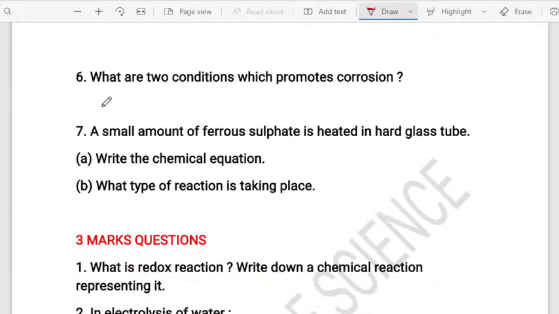The next question is, what are the two conditions which promote corrosion? How does corrosion happen? When metals are exposed to atmospheric gases and acids, corrosion happens and metals undergo damage. Two conditions means the conditions promoting corrosion are atmospheric gases and also acids. Okay, you don't have any doubt, right? Conditions which promote corrosion.